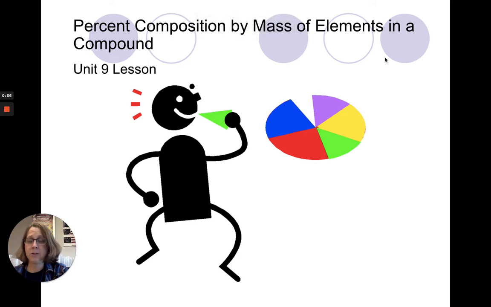Hi, chemistry students. This is your lesson on finding the percent composition by mass of elements in a compound. Please be sure you're taking notes as we go through this lesson.